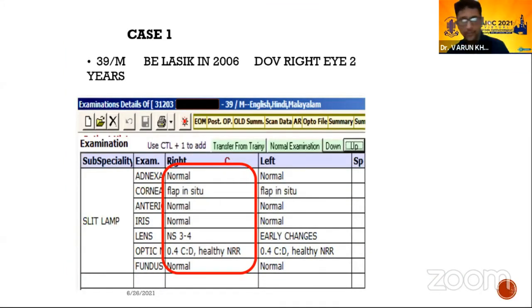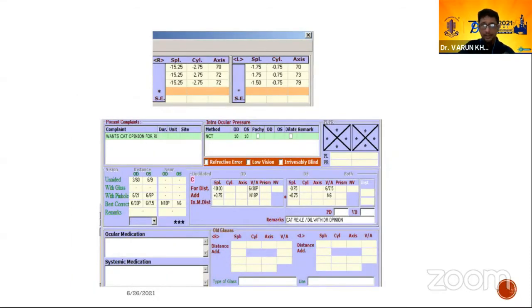So this was a very interesting case where one patient had shown me in two different centers I used to visit. A 39-year-old male who had got a LASIK done about 10 years prior to presentation. He had NS3 to NS4 in one eye and early lens changes in the other eye. This was his refraction, and don't be scared by the -15 spherical refraction. This happens when there is a nucleus sclerosis of that amount.